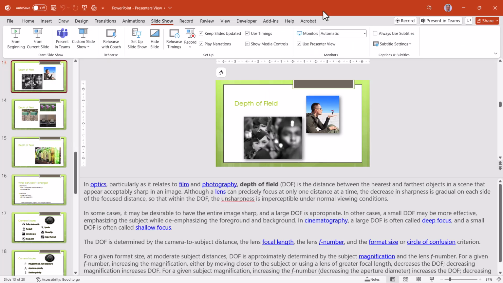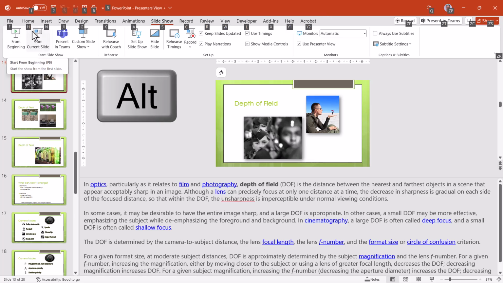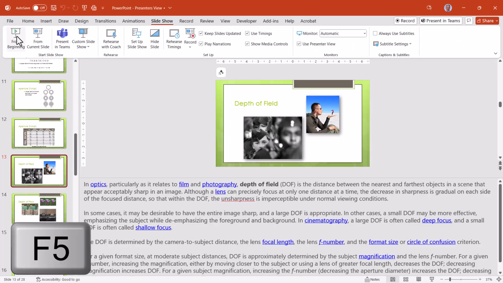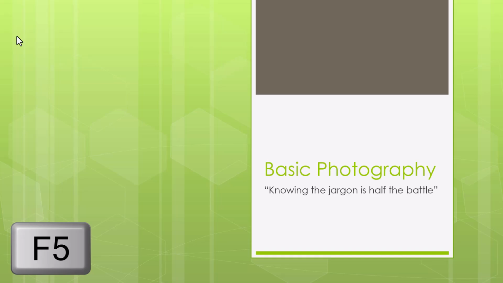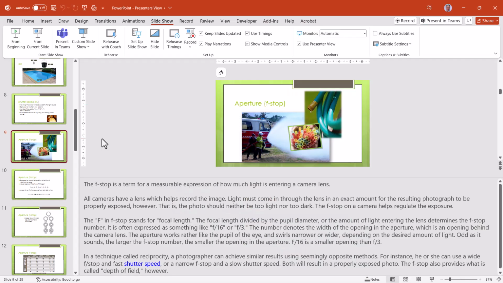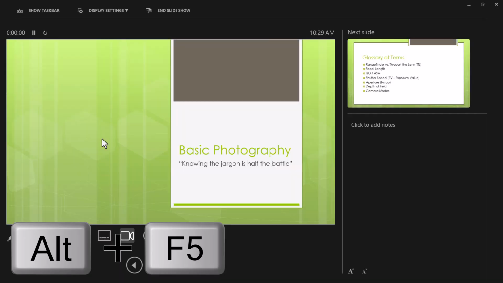One way to do this is to hold down your Alt key when you run the show from the beginning or from the current slide. So if I hold down Alt, current slide, I can start in the presenter view. In terms of keyboard shortcuts, F5 will always start you from the beginning of the show, whereas Shift F5 always starts you from the current slide. Well, if you hold down the Alt key, let's get an alternate version of these actions, and Alt F5 will start you from the beginning of the show in presenter view.